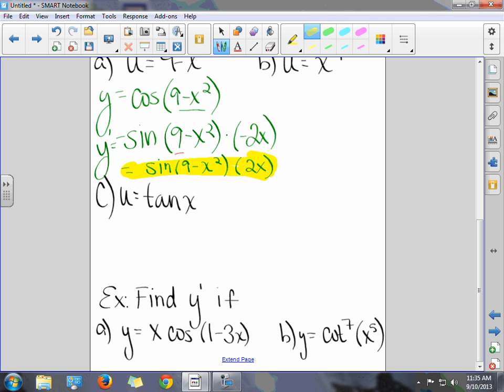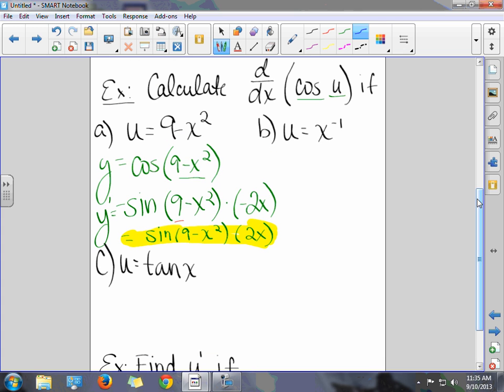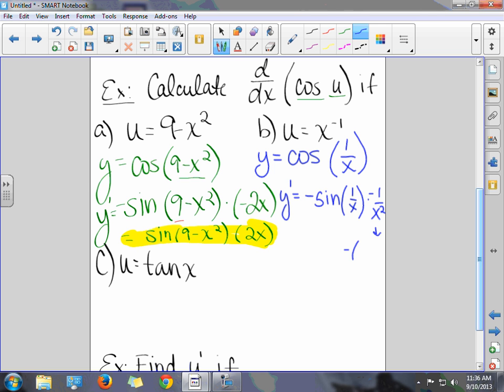Okay, so now we have another one over here, although I think I'm running out of room. Now we want to look at the derivative of y equaling cosine of 1 over x. X to the negative 1 is 1 over x. So I want to find y prime. The derivative of cosine is negative sine of 1 over x. And then I need to differentiate the inside, and so that's going to be negative 1 over x squared. That ends up being negative x to the negative 2, right? So you end up with negative 1 over x squared.